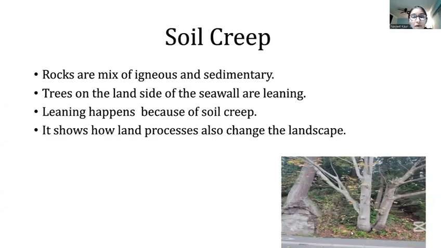Now I'm talking about the soil creep. We noticed something interesting on the slope beside the path. The trees were leaning downhill even though they were very healthy. This happens because of soil creep, which is a slow movement of soil down the slope. It is caused by gravity, rain, and the expansion and contraction of soil. I took a photo of the leaning trees, and you can clearly see how the slope is slowly pushing everything downward.